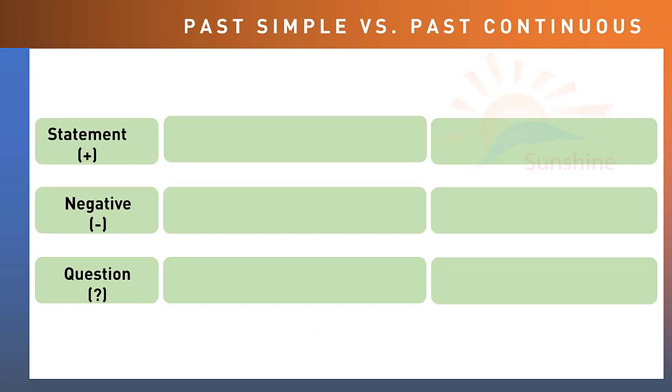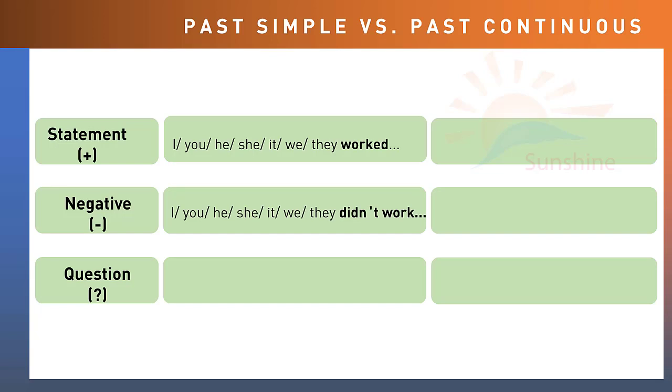Let's take a look at the structure of each of these tenses. First, past simple. When making a statement, we use the subject and then the verb, usually with ed, unless it's an irregular verb. So, I, you, he, she, it, we, or they worked. When making a negative statement, we use the subject, didn't or did not, and the infinitive, so without the ed form of the verb. I, you, he, she, it, we, or they didn't work.